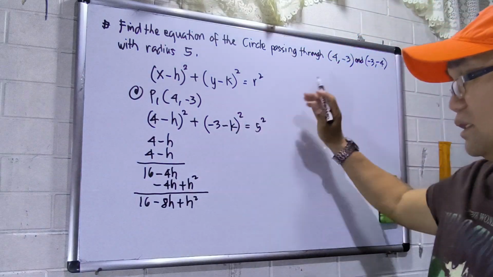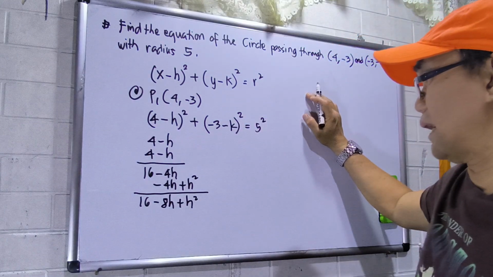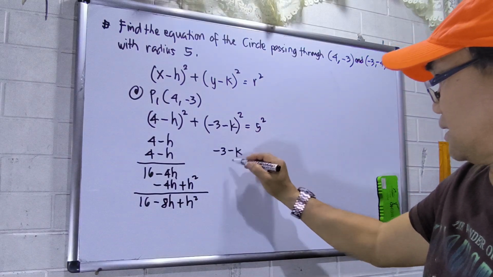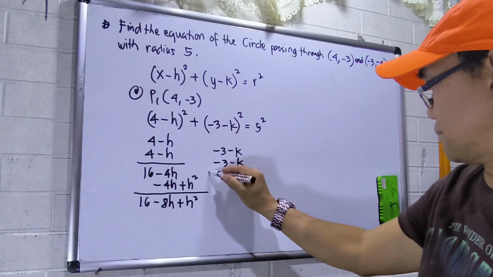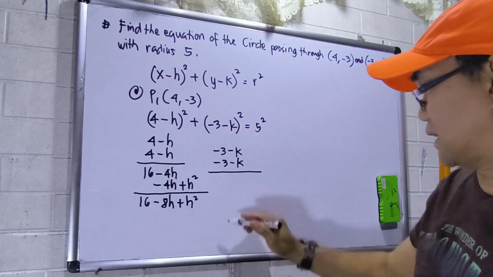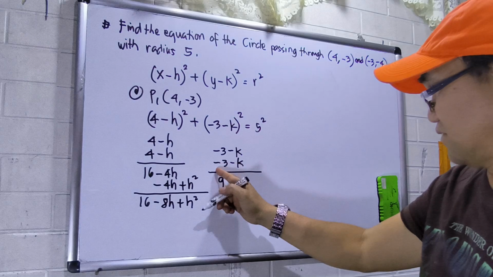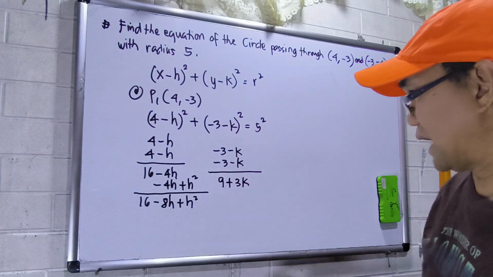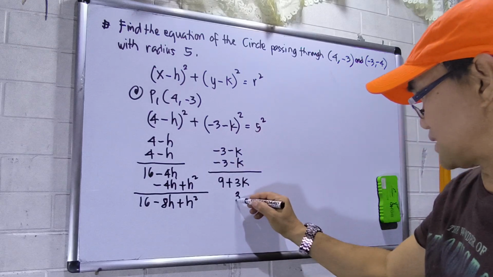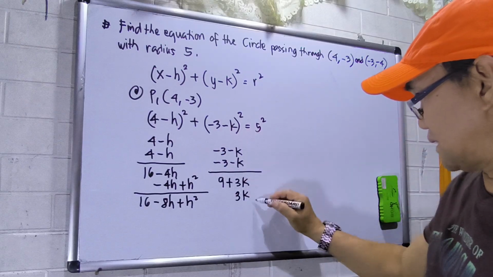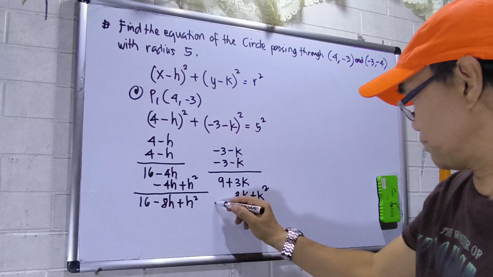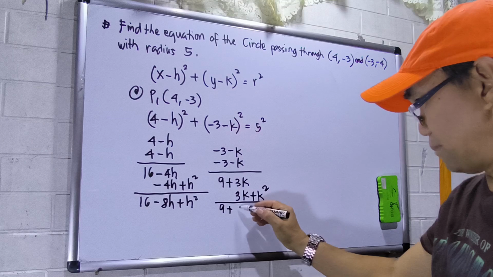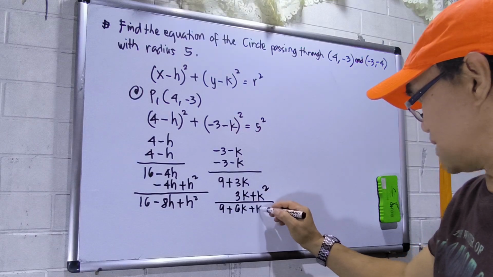Now, the second parentheses, (negative 3 minus k) squared. So this will be (negative 3 minus k)(negative 3 minus k). Negative 3 times negative 3, that will be positive 9. Negative 3 times negative k, that will be positive 3k. Negative k times negative 3, that will be positive 3k. And then negative k times negative k, that will be positive k squared. So this will bring down 9. The same sign, so sum up, this will be 6k plus k squared.